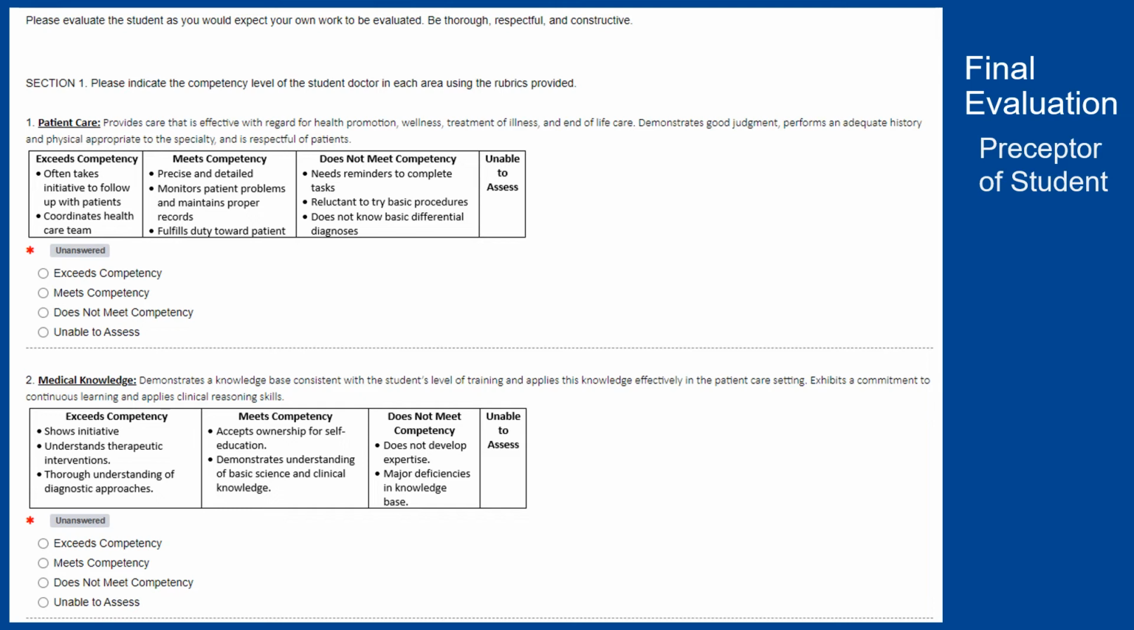The second category is medical knowledge. Does the student demonstrate a knowledge base consistent with the student's level of training? And do they apply this knowledge effectively in the patient care setting? Do the students exhibit a commitment to continuous learning? And do they apply clinical reasoning skills?